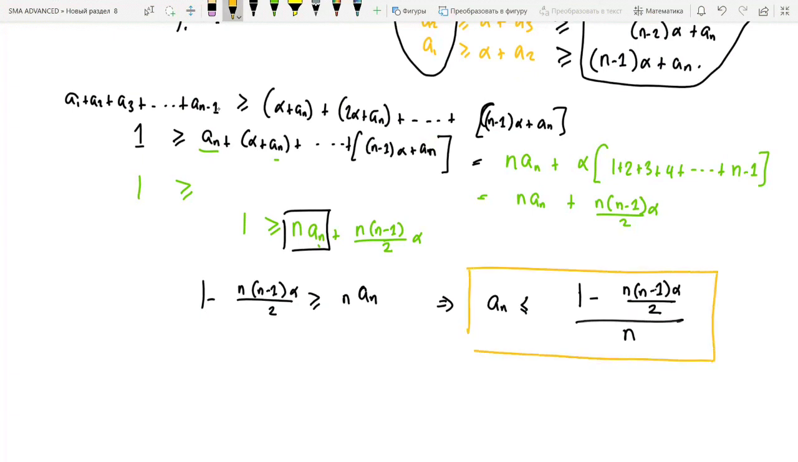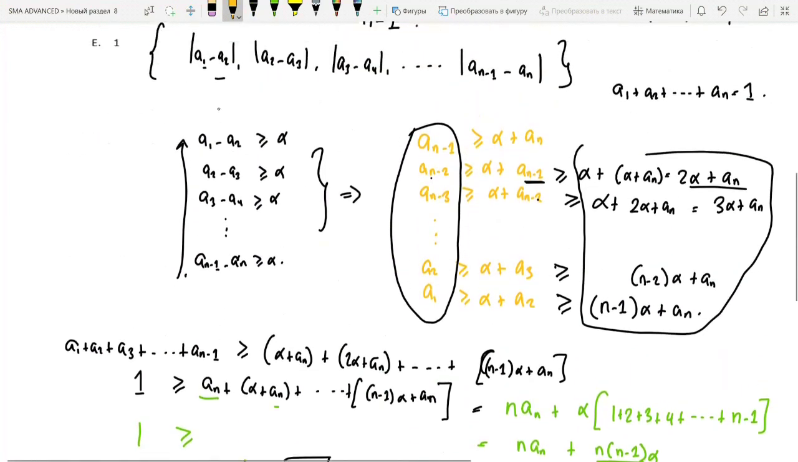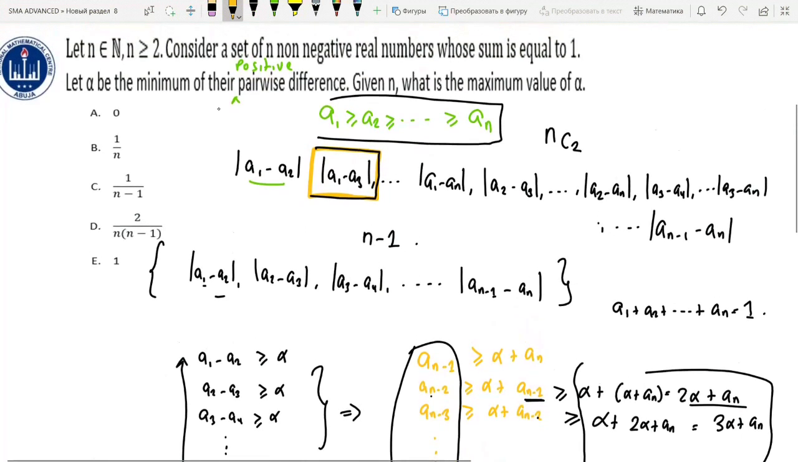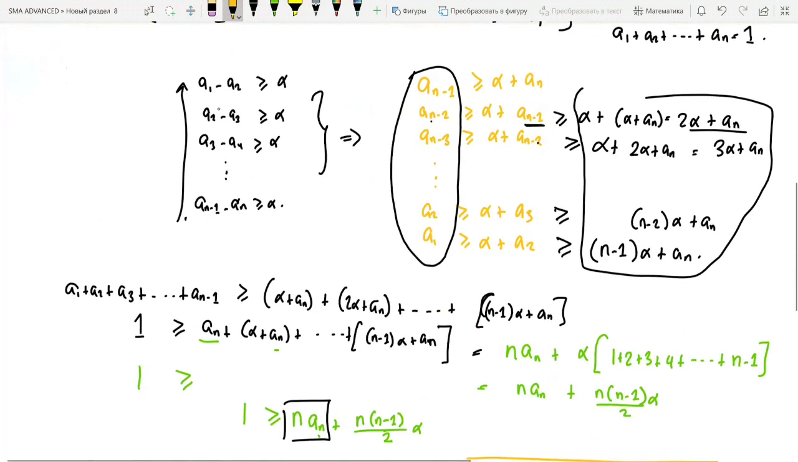So from here now, it looks as if we're stuck. But if we go back to the question, that's why it's a good idea to read the question very well. What does it say? It says consider a set of n non-negative terms. All the terms are non-negative, so the smallest should be non-negative. Regardless of how small an is, it should at least be 0. So it means that an is greater than or equal to 0.